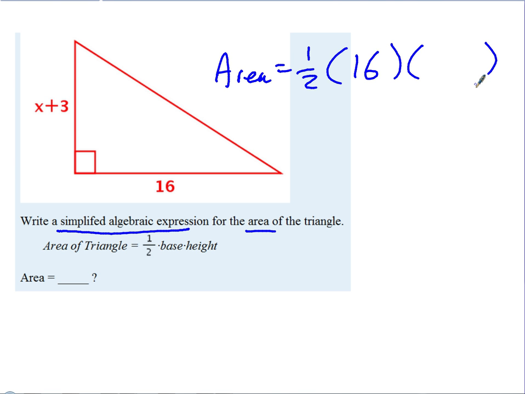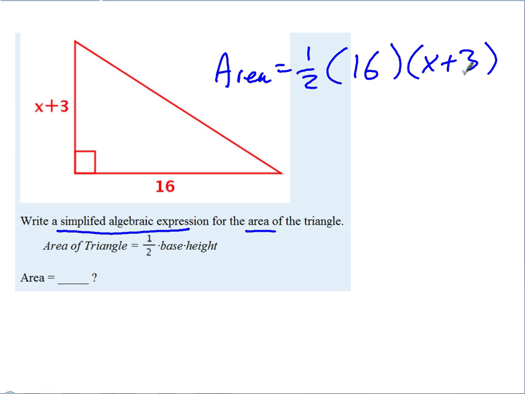Okay, now the x plus 3 has to be in parentheses, doesn't it? Right, because the x plus 3 is being grouped together to be one thing, one factor that's being multiplied, and that's the height. So if people made a mistake on this, this is typically where it was. They didn't contain the x plus 3 in parentheses to make it one thing, which is the height. So from here, it's pretty simple.